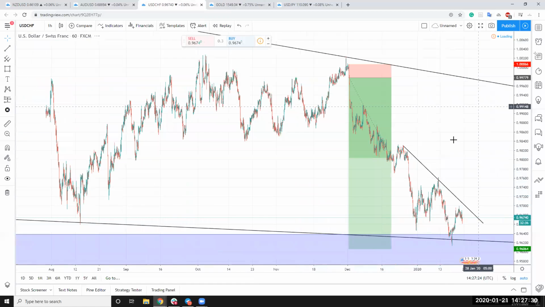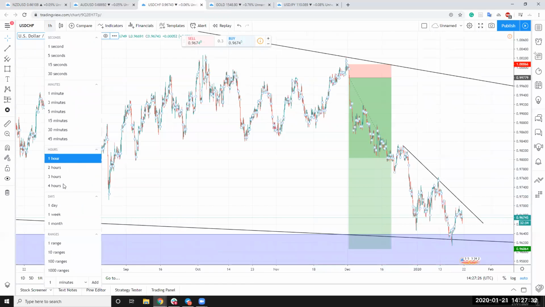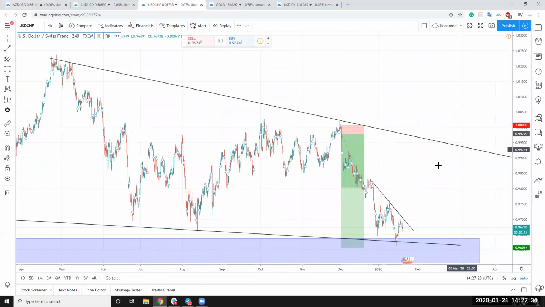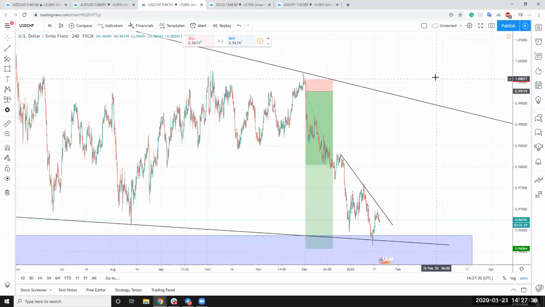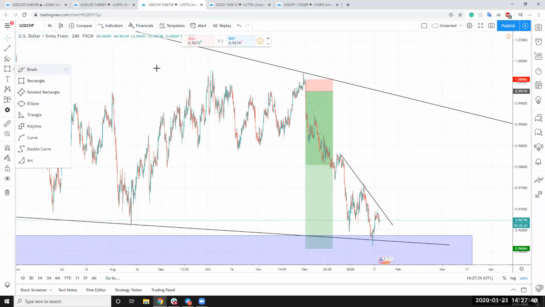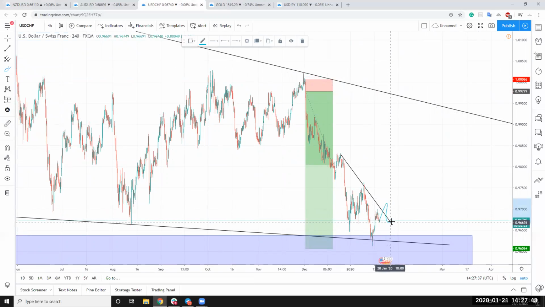Remember, wait for your confirmations. It's better than losing. Cool. Like, it's not hard to wait. Like for this example, it's not hard for you to just wait for a break and retest.